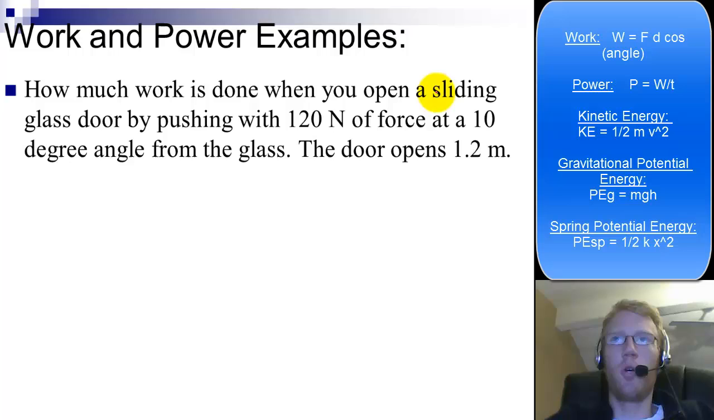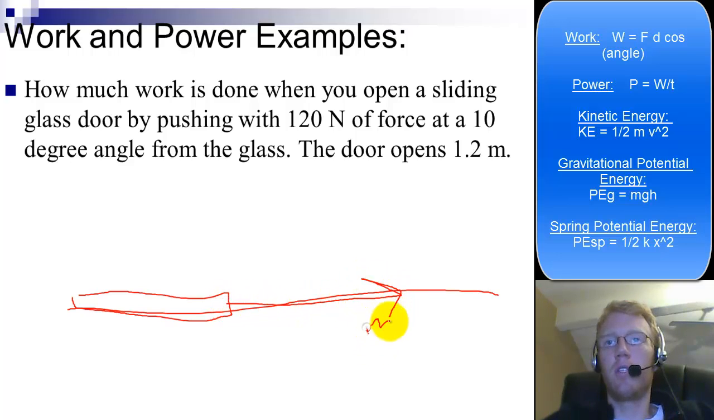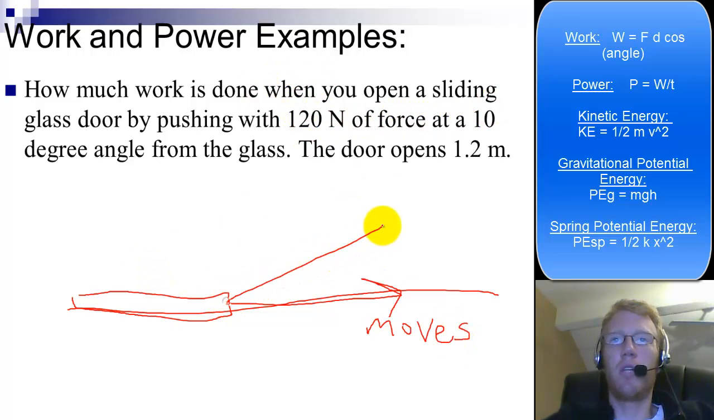How much work is done when you open a sliding glass door by pushing 120 newtons at a 10-degree angle from the glass? So suppose here's our railing, and here's our glass door. And the glass door is going to move this way, so this is the direction it's moving. And we apply a force of 120 newtons at a 10-degree angle.